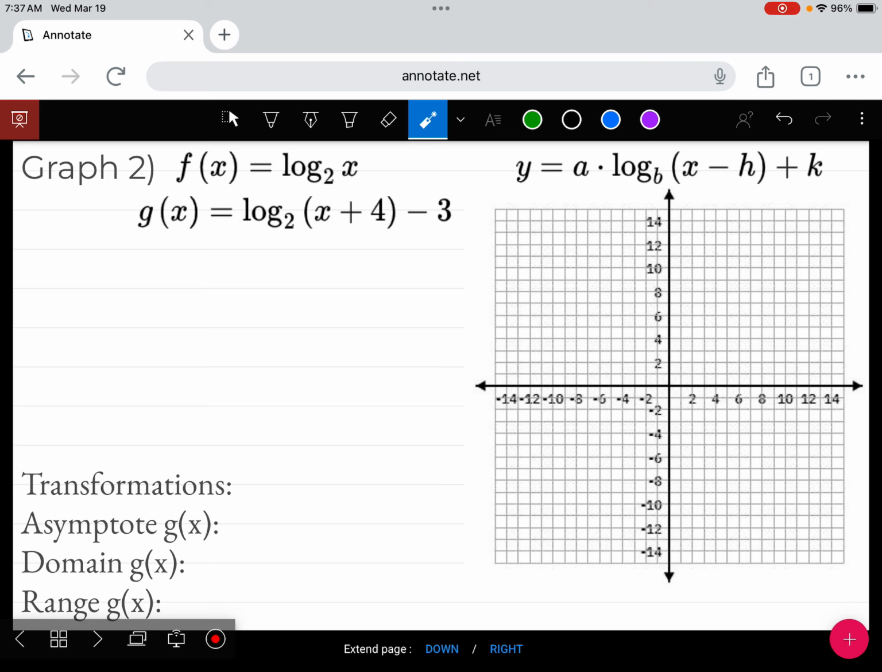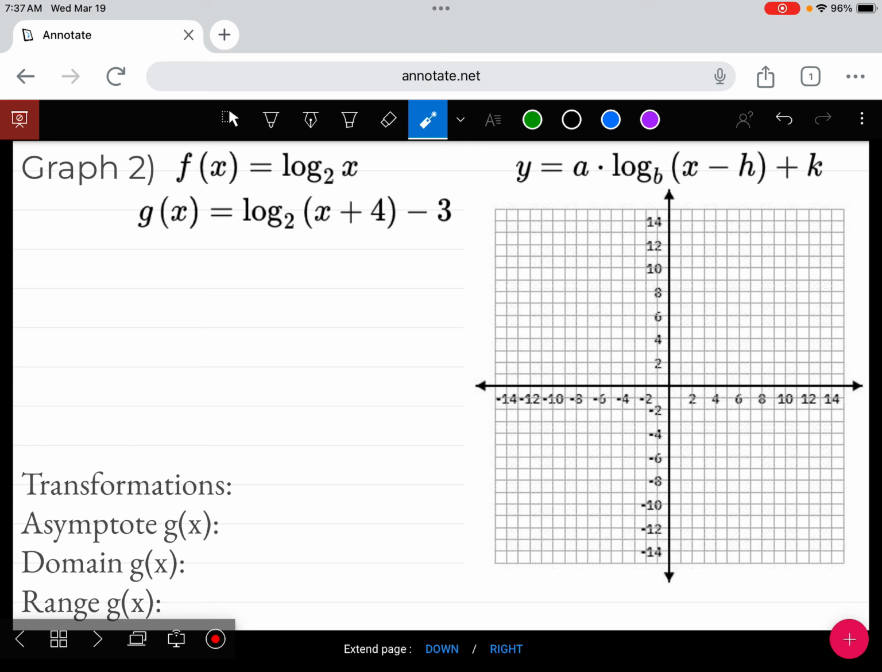So we're going to do our first one. Lots of stuff on here. So we are asked to graph log base 2 of x and log base 2 of x plus 4 minus 3. So we're going to do our first set of transformations here.